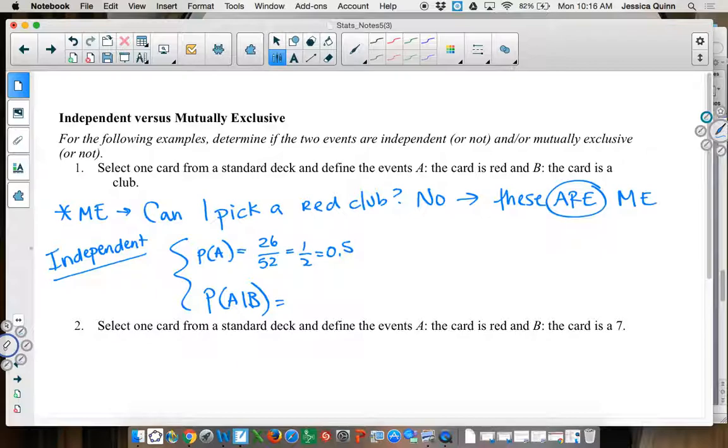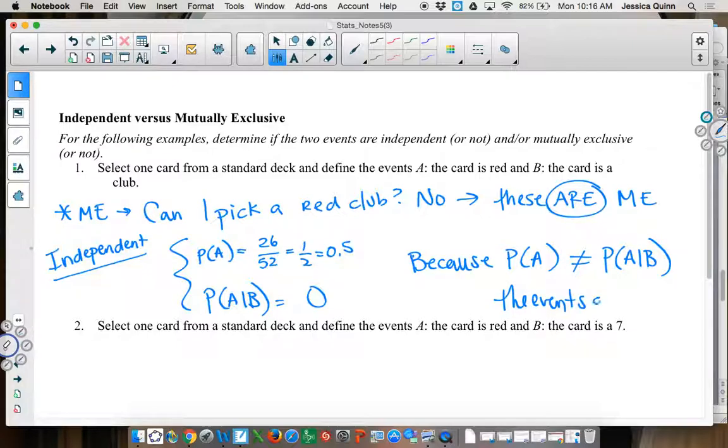Okay, if I want to know if these things are independent, I want to think about the probability that I pick a red card given that I picked a club. I pick a card, given that it's a club. 0. Right? It's not possible. So, because the probability of A does not equal the probability of A given B, the events are not independent.